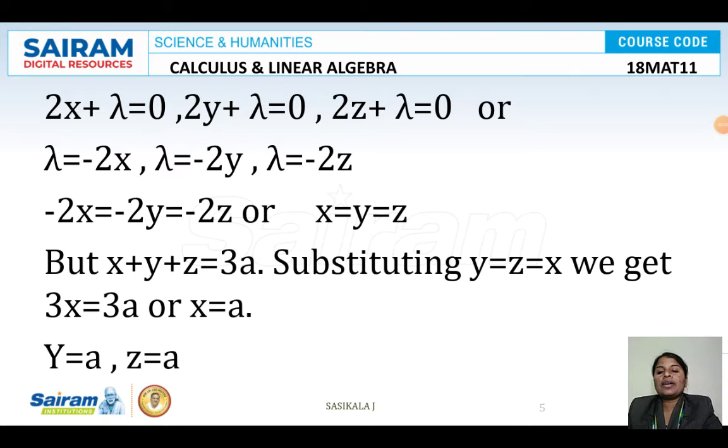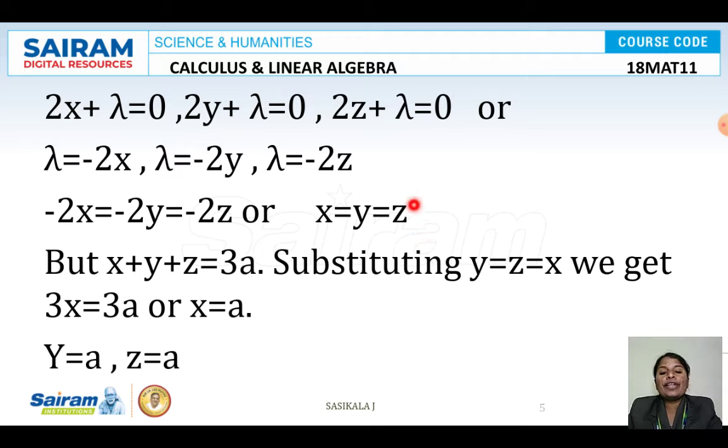2x plus lambda equal to 0, 2y plus lambda equal to 0, 2z plus lambda equal to 0. So from the first equation lambda is equal to minus 2x, and lambda is equal to minus 2y, and lambda is equal to minus 2z. All the lambdas are equal, so I can write minus 2x equal to minus 2y equal to minus 2z. That is nothing but x equal to y equal to z.